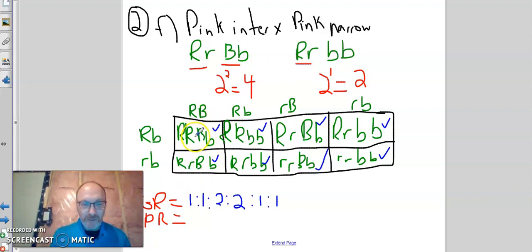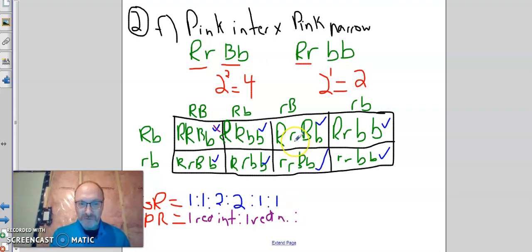So this individual here, big R, big B, little b, there's going to be one red, and big B, little b is intermediate. Let's try that again. One red, intermediate. Okay, so let's cross that off. And then we've got one big R, little b, and so that one's going to be one red, narrow. I'm not going to write out narrow.